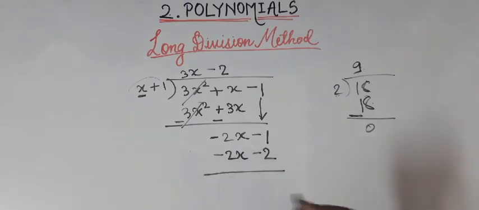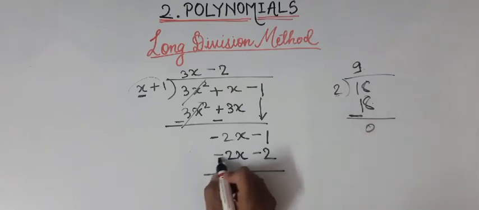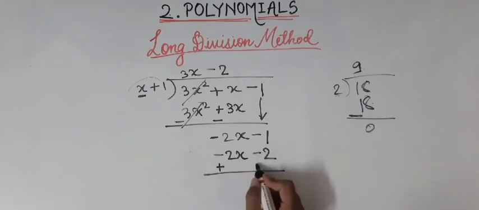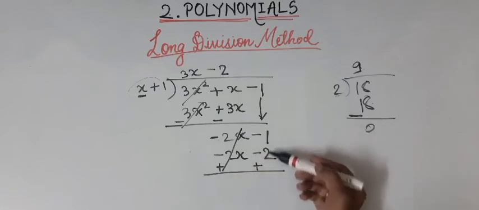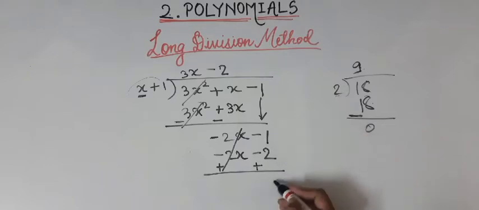And now change the sign, the same way we were changing it. So minus 2x will become plus, and here also minus was there, so it will become plus. Minus 2x plus 2x cancel, and minus 1 plus 2. Different signs, so you will subtract: 2 minus 1 is 1, and the sign of the greater number is plus. So your remainder will be 1.